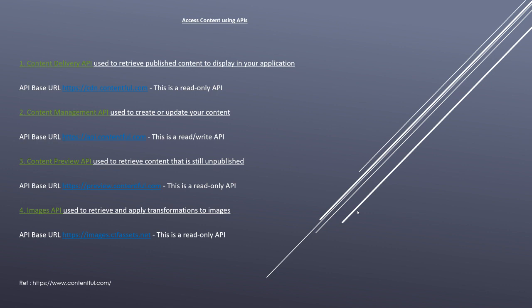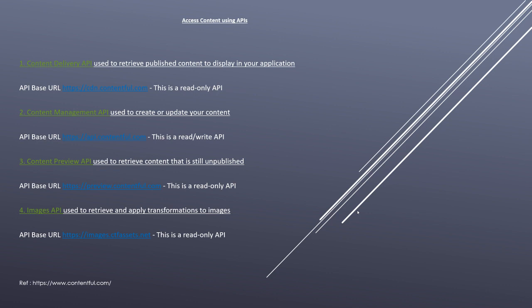Then we can make sure the preview is perfect, and then it will go to the content delivery network after publishing. The API base URL for the Content Preview API starts with preview.contentful.com. Again, this is a read only API. So only the Content Management API has the capability to write content, whereas the Preview API as well as the Delivery API are read only. The fourth one is the Images API.